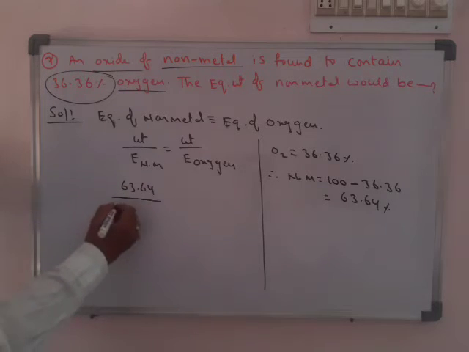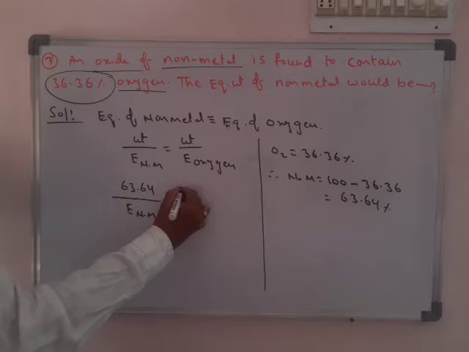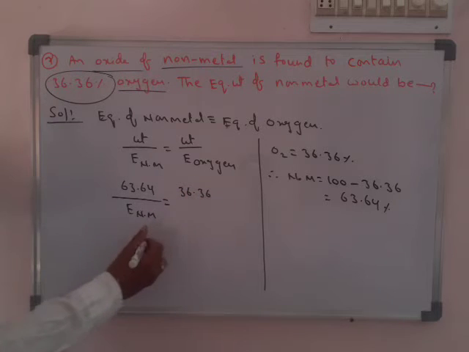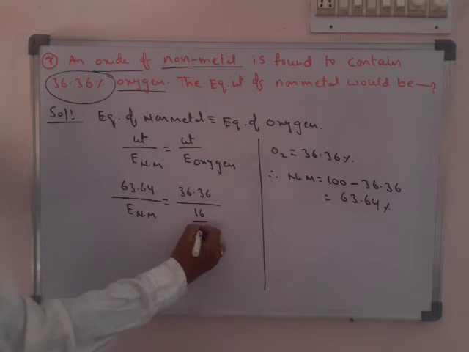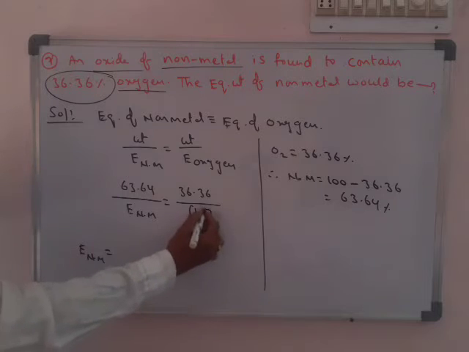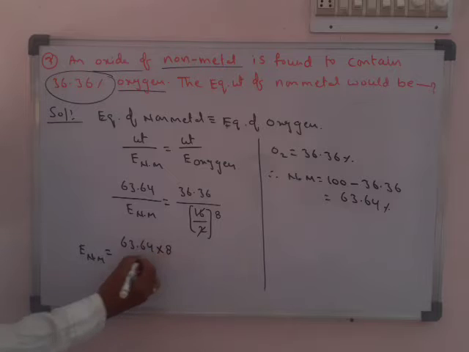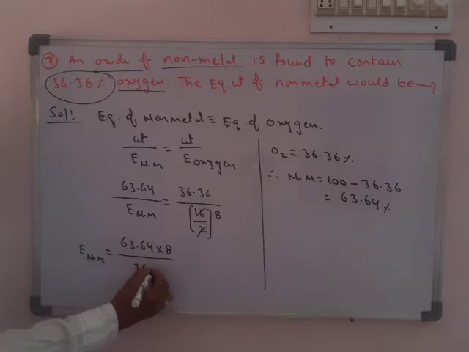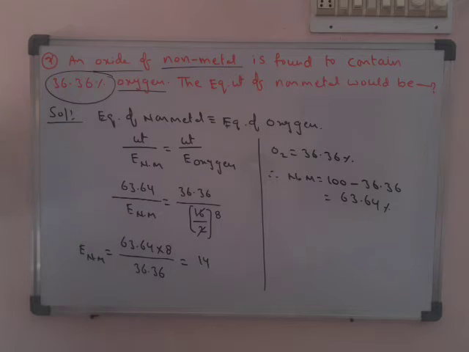So we are comparing the composition percentages. So the weight, that is taking 36. Equivalent weight of oxygen is its atomic weight by valency 2. So on the overall calculation, we will get 14.